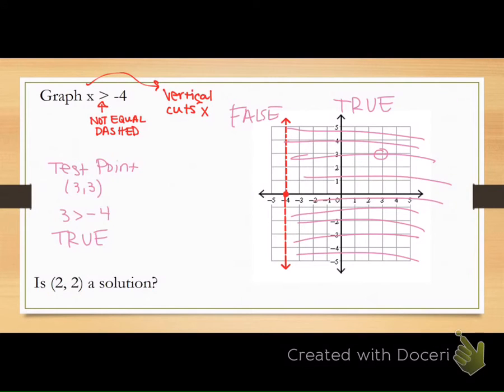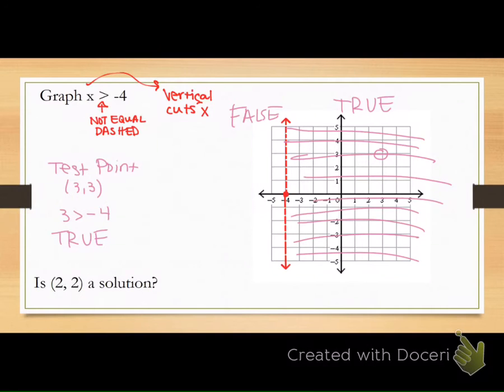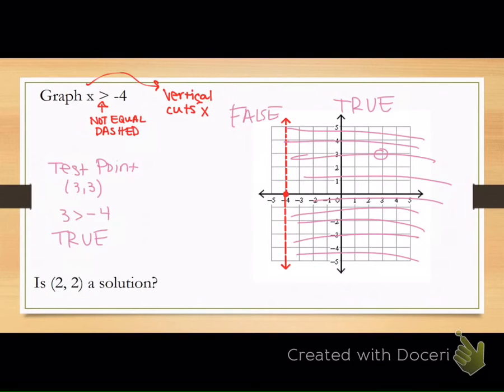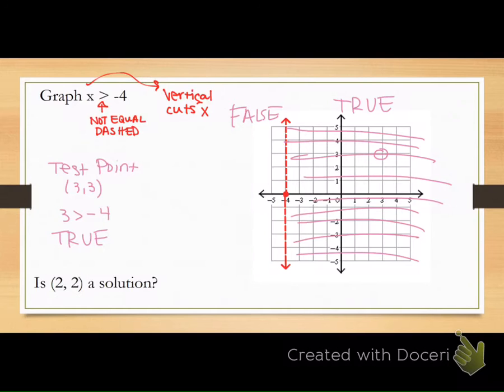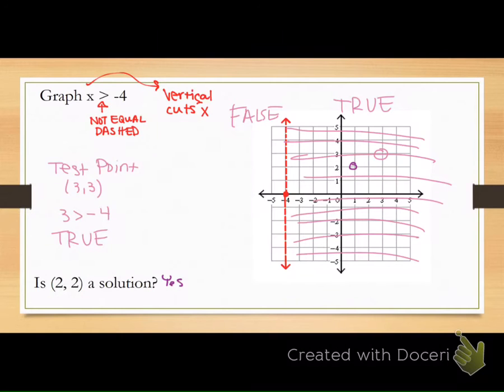Now, last question on this one here, Brian. Is 2 a solution? Why is it a solution, Brian? Because it is on the side that it's shaded. Yes, it is. The point is on the side that is shaded.